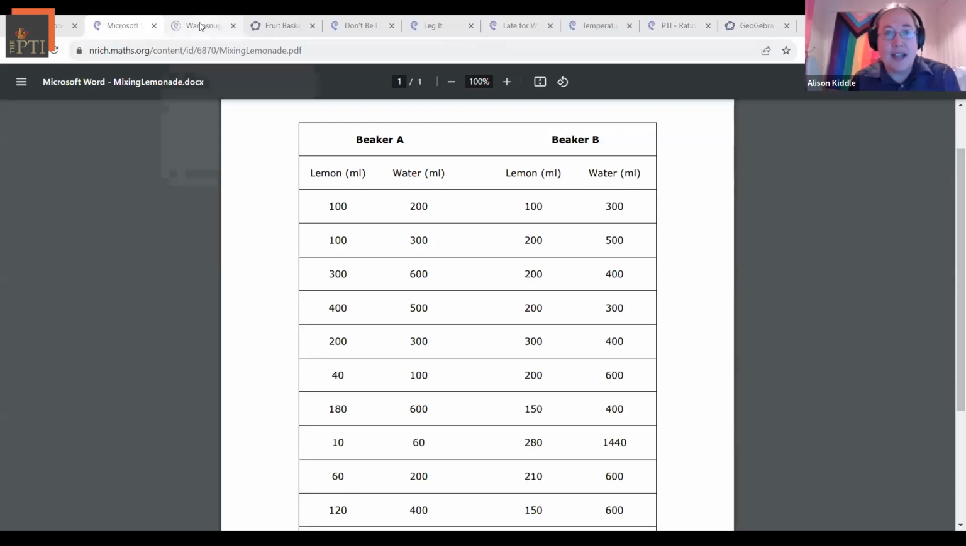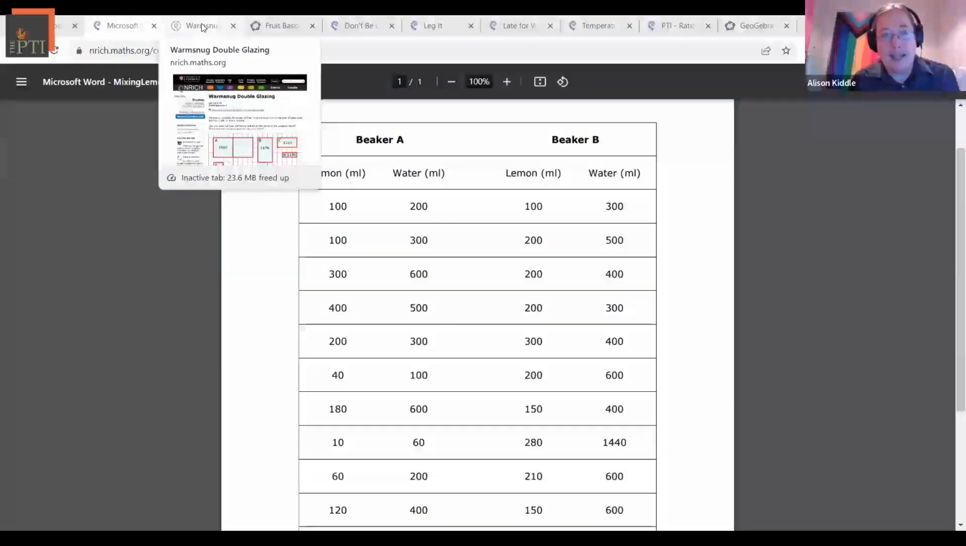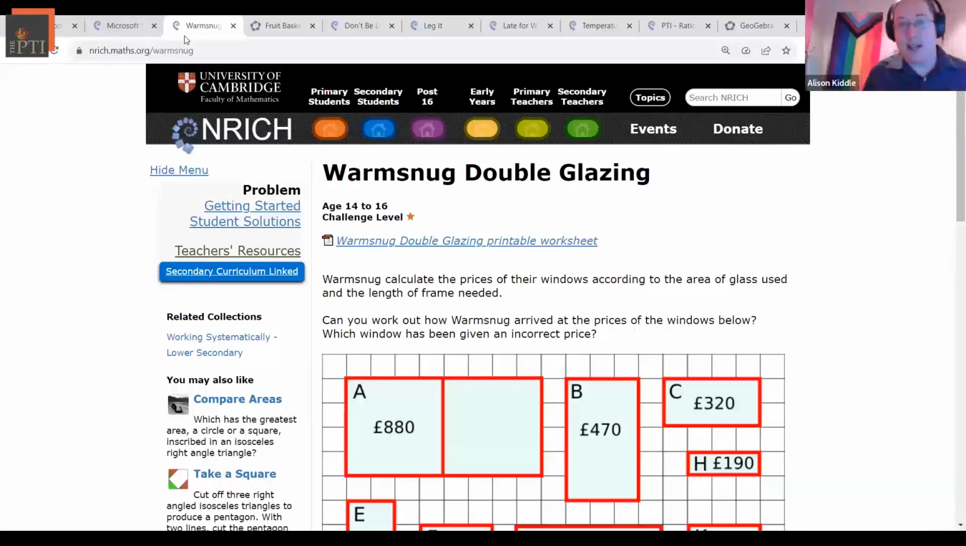Let's have a look then at one more related problem that if you'd worked on mixing lemonade with a class, you might also want to share this. So this is one of Charlie's favorite problems, warm, snug, double glazing.